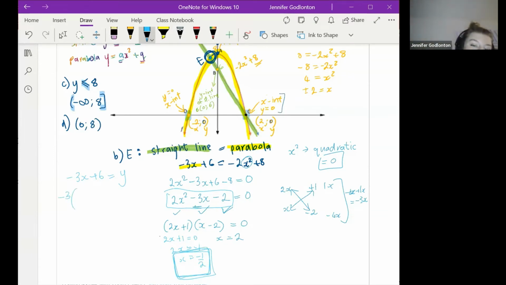So -3 times -1/2 plus 6 is equal to y. So I'll end up getting 3/2 plus 6, which I'm just going to make into a fraction quickly: 12/2 is equal to y. And so I get 15/2 is y. And so my final answer over here for E would be -1/2 and 15/2.